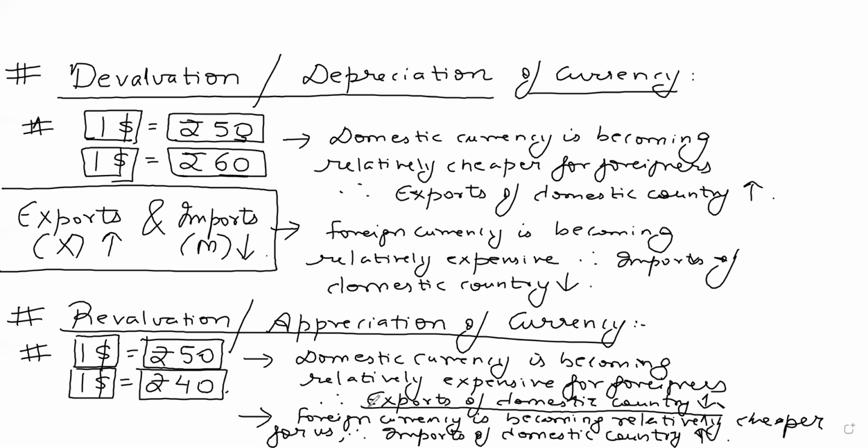On the other hand, if we look at it from the domestic consumers' point of view, they were spending 50 rupees to buy $1 worth of goods. Now to buy the same $1 worth of goods, they are only spending 40 rupees. They are spending 10 rupees less. That means foreign goods have become cheaper for us. Our imports will go up. So I can say that revaluation or appreciation causes the exports denoted by X to fall and imports denoted by M to rise.